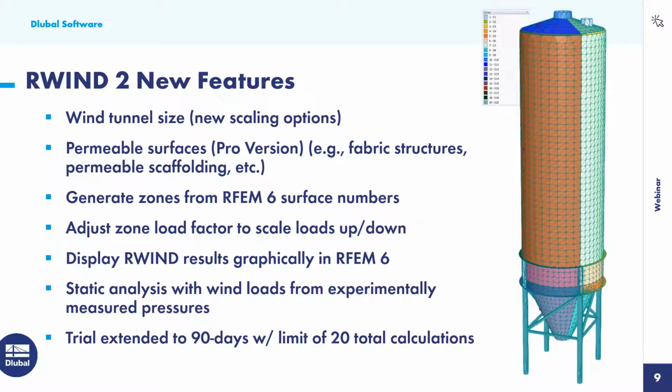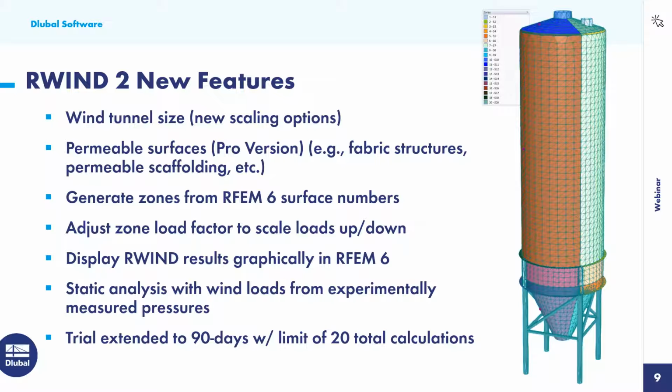We can generate zones from the RFEM 6 surface numbers. Now, again, this will make more sense as we get into RWIND, but we use zones not only to input, but also to interpret our results. And previously in RWIND, we had to manually create these zones. Well, now at the click of a button, we can actually generate the zones automatically, which you'll see over here on the right-hand side, based on the surface numbers within the RFEM model.